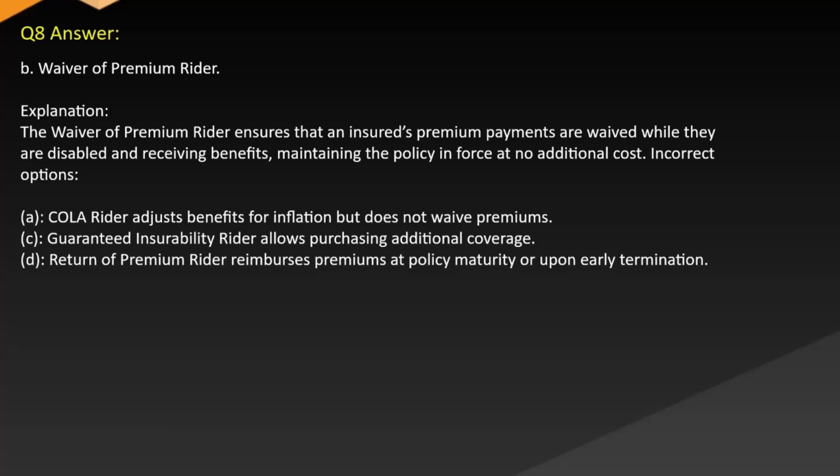A. COLA rider adjusts benefits for inflation but does not waive premiums. C. Guaranteed insurability rider allows purchasing additional coverage. D. Return of premium rider reimburses premiums at policy maturity or upon early termination.